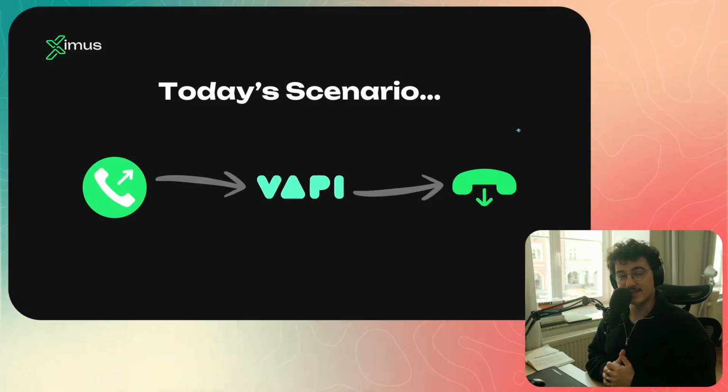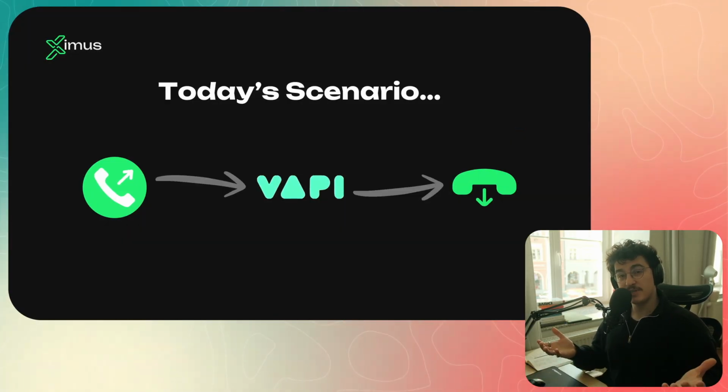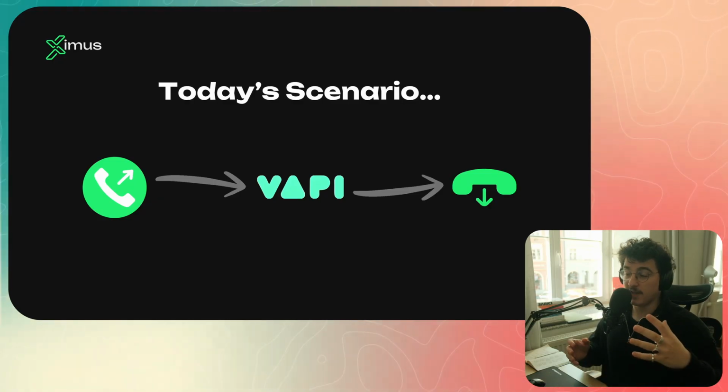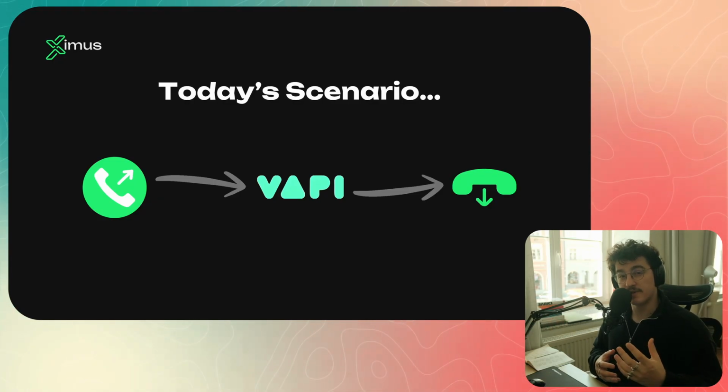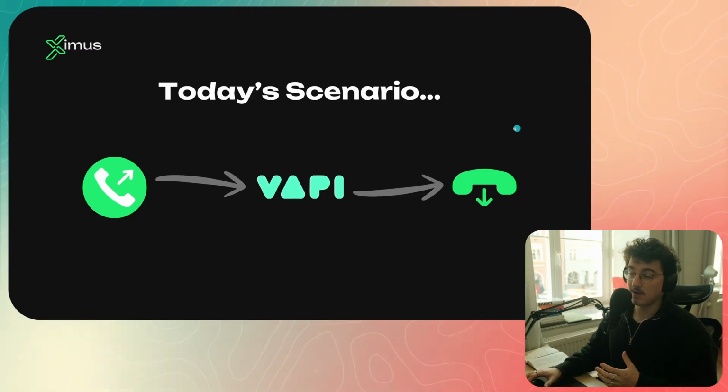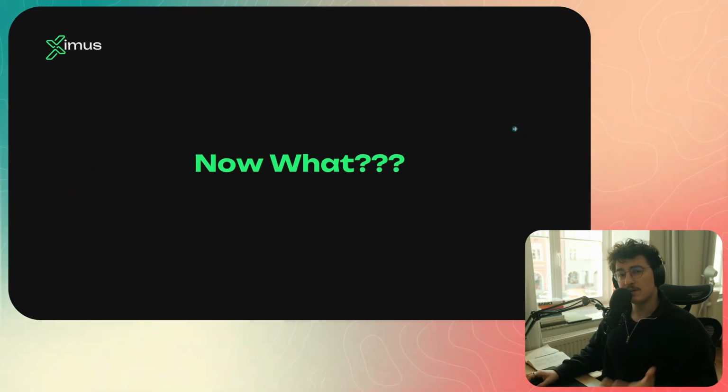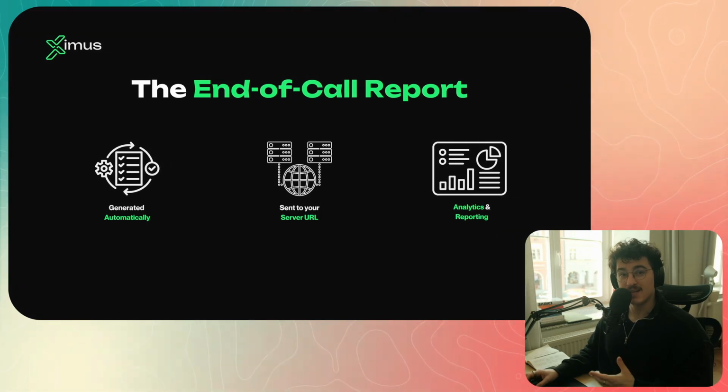Now, here's today's scenario. You install a speed-to-lead agent or a receptionist in your business and somebody requests more information. They are being called by the agent, they have a good conversation, and the call ends. Now what? Well, this is how the end-of-call report comes into play.